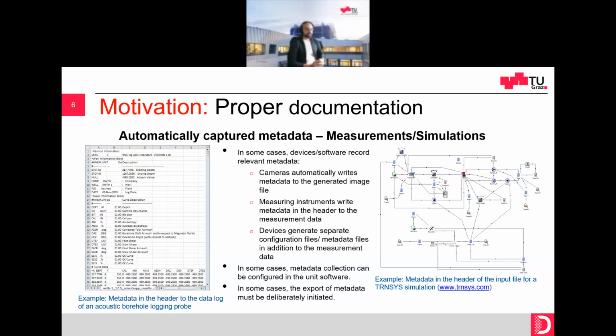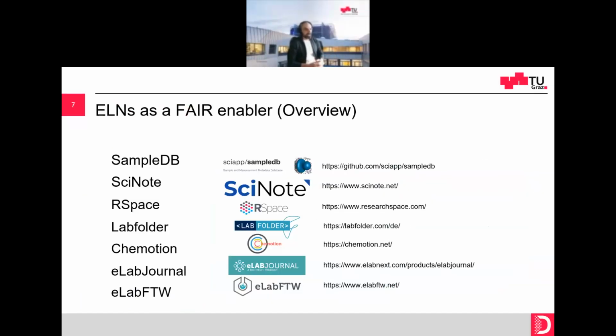And electronic laboratory notebooks can be one enabler of this FAIR documentation. There are also other possibilities out there, but ELNs can be one of them. And like the variety of different kinds of metadata formats, we also have a variety of ELNs available out there. So we have sample.db or Synode, RSpace, LabFolder, Chemotion, eLabJournal, and eLabFTW. These are the big ones, I would say, but there are many more out there which can be used. Some are open source, some are closed source.